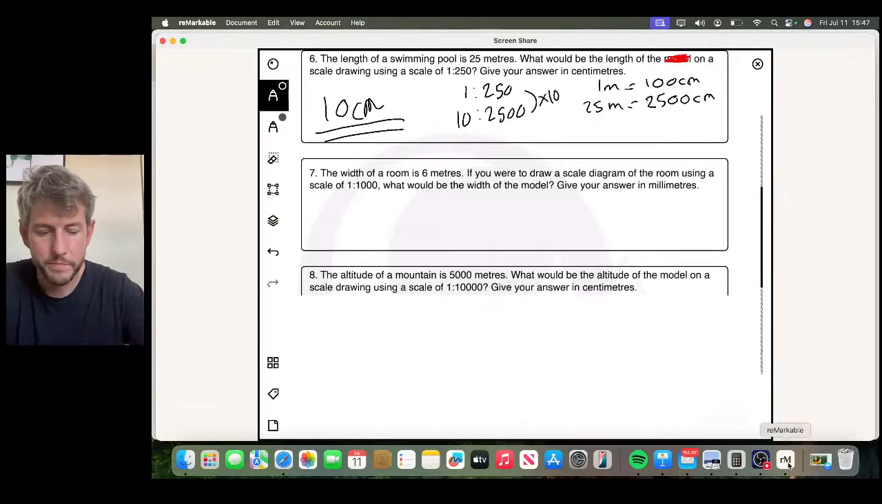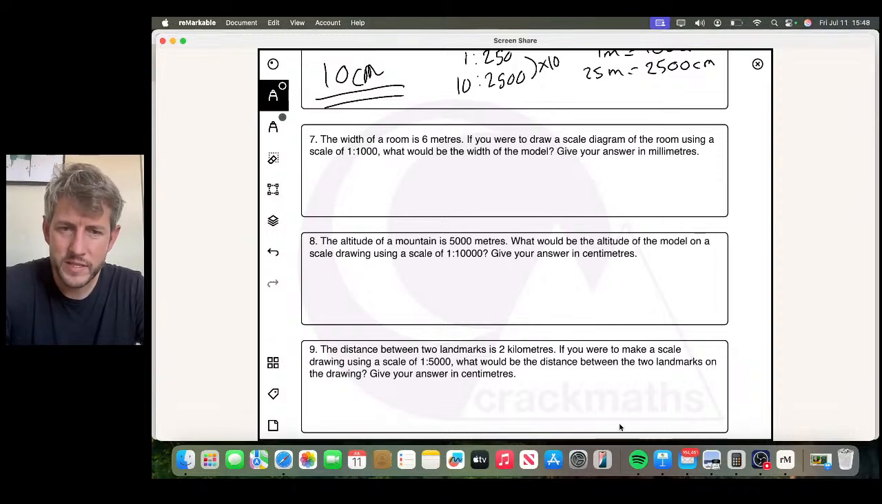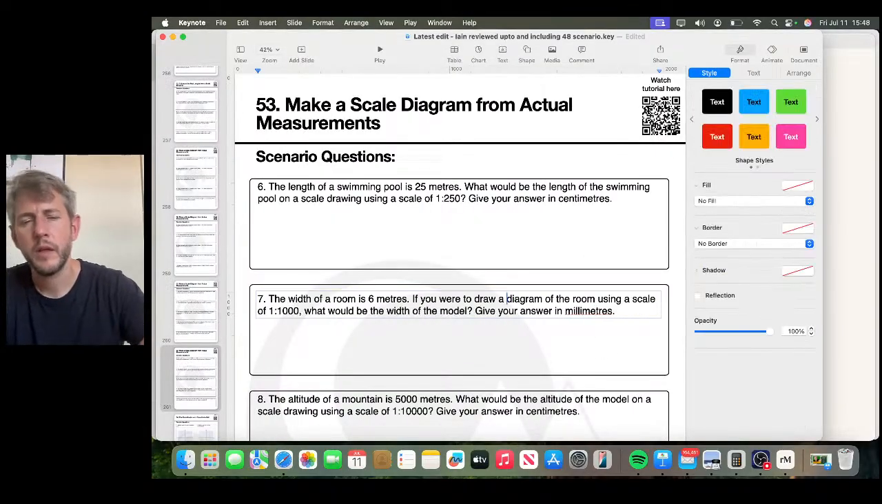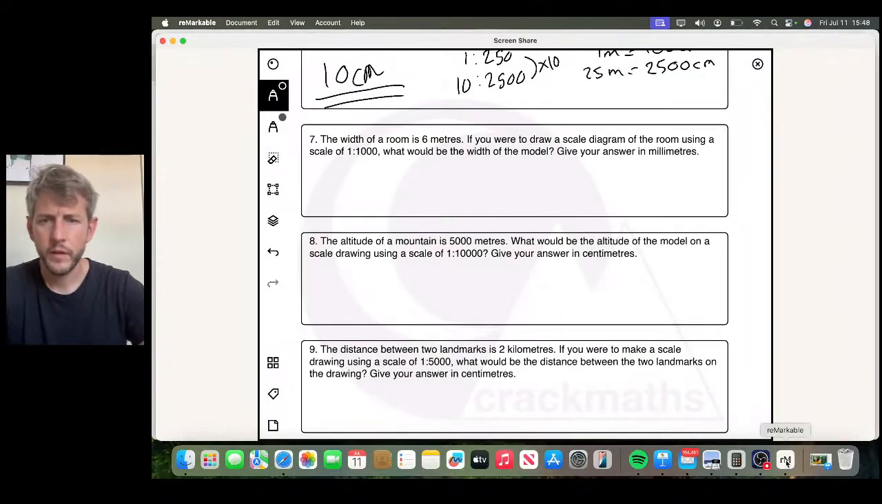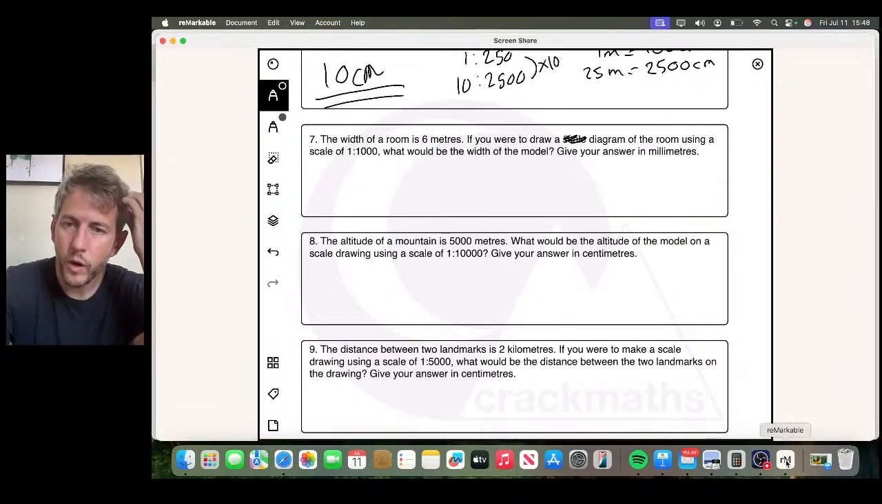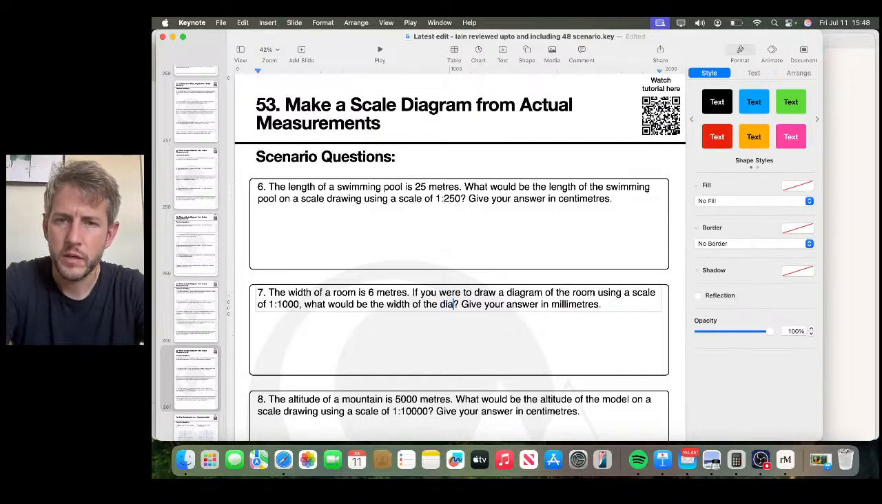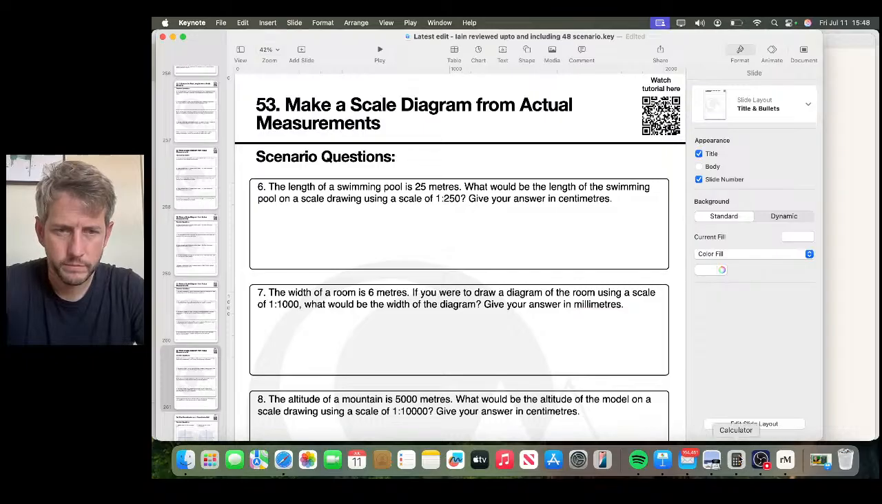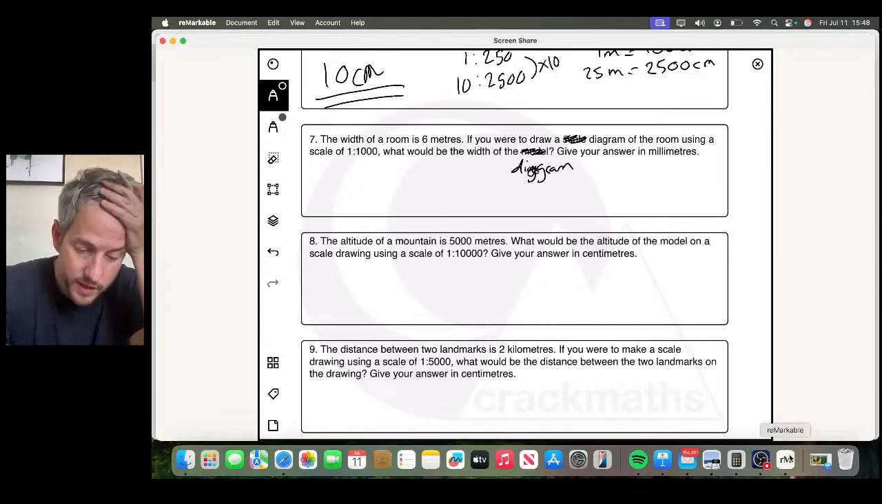Question 7. If the width of a room is 6 meters, if you were to draw a diagram of the room using a scale of 1 to 1,000, what would be the width of the diagram? Give your answer in millimeters.